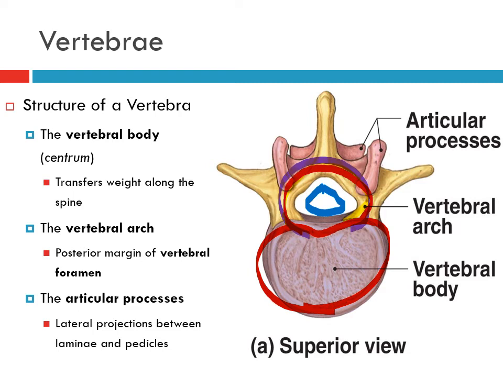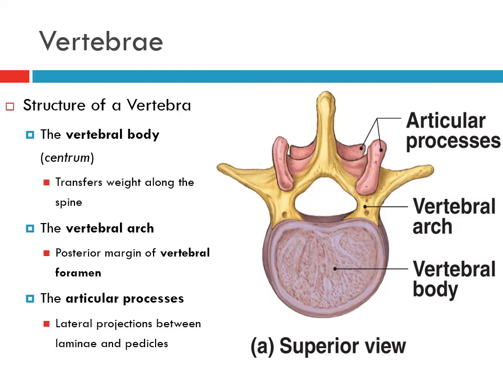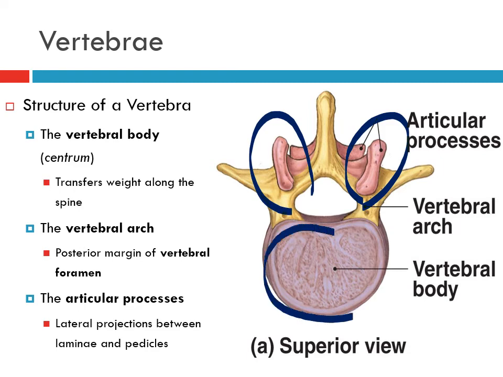The articular processes, which you'll see here and here, are the areas in the back of the vertebrae where two vertebrae come together. So you have a joint at those articular processes, and then you have joints at the vertebral bodies.